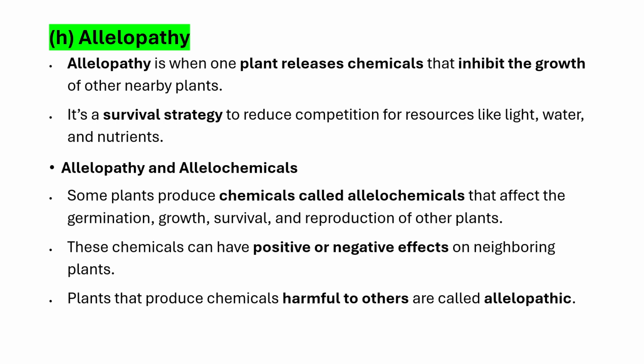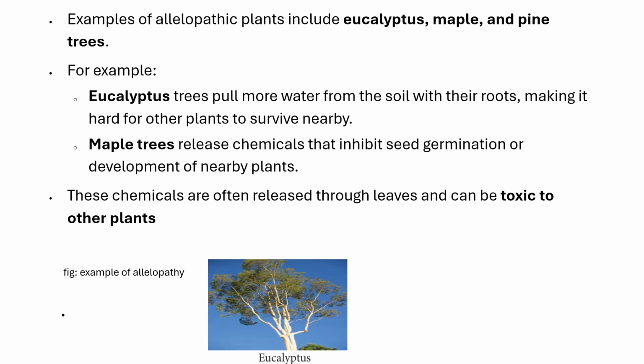So some plants produce chemicals, allelochemicals, that affect the germination, growth, and survival of other plants. The chemicals can have positive and negative effects on neighboring plants. Plants that produce harmful chemicals are called allelopathic. Examples of allelopathic plants include eucalyptus, maple, and pine trees.